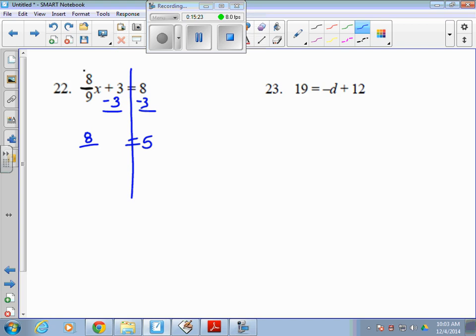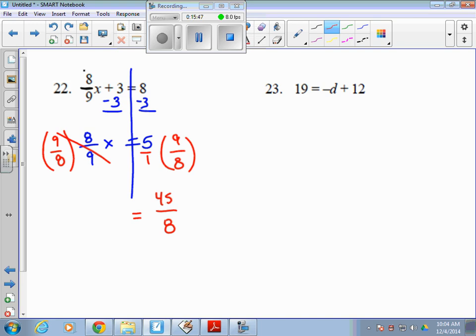8 over 9 times x. Undo that by dividing by 8 over 9, which is the same thing as multiplying by the reciprocal 9 over 8. When you multiply by 9 over 8, do the same to the right to balance the equation out. 5 times 9 is 45, and that'll be over 1. 1 times 8 is 8. This cancels out, leaves you with x equals 45 over 8. And that's simplified as it's going to get.